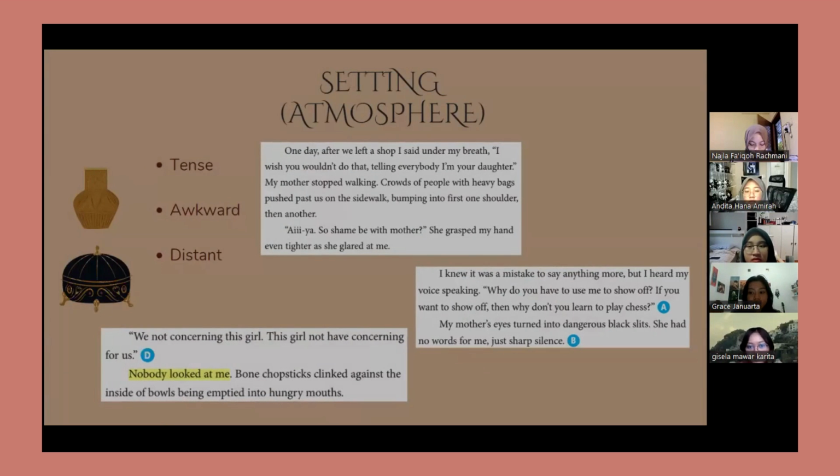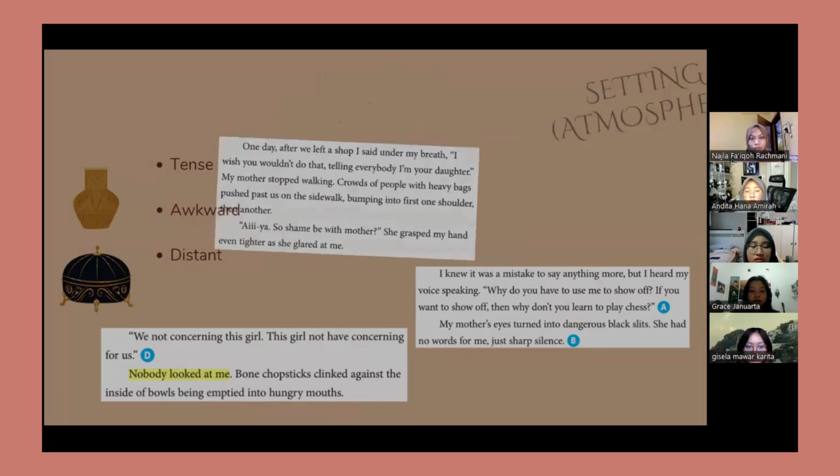The next atmosphere that we found is 3 types of emotions. The first one is tense, as you can see from the first picture, because of confrontation. The next one is awkward, as you can see from the second picture, because of the silence. And the last one is distant, as you can see from the last picture, because nobody looked at her.